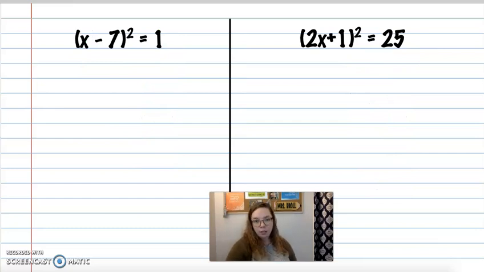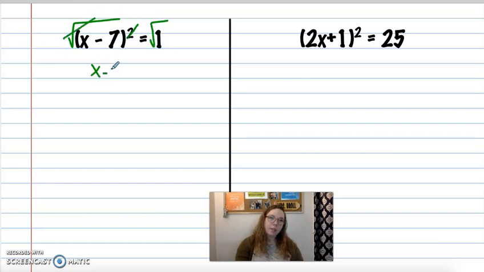All right, and then these are the last couple, but this is where it gets a little bit more challenging for some students because the square is on the outside of a binomial. So before I can move on, since I don't really want to distribute, because then I'm going to end up with a middle term, and I don't want a middle term when I'm solving my square roots, I'm going to go ahead and at this point square root to get rid of this piece. So then I have x minus 7 equals positive and negative 1.